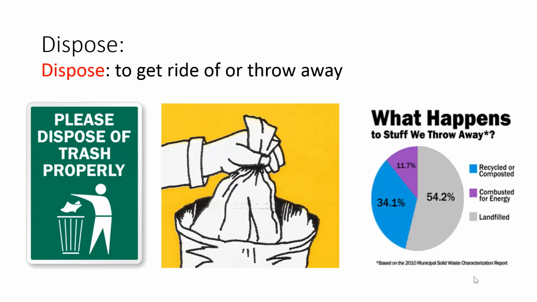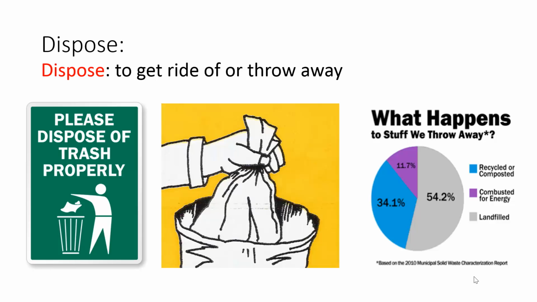Now let's think. What happens to the stuff that we throw away? If you take a look at that pie chart down at the bottom right, this gives us a good example of what happens to the trash that we throw away. In the purple section of the pie chart, it says combusted for energy. That means that the things that we throw away are actually lit on fire, and we use that fire for energy. In the blue, it says recycled or composted. Recycled is very good for the environment because that means we don't let certain gases that destroy Earth out.